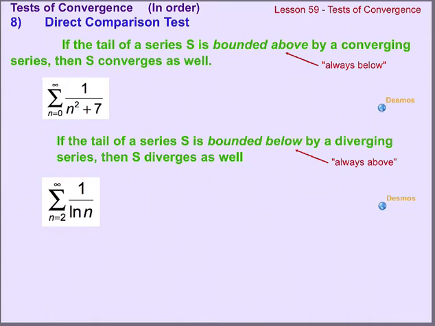We can use what's called the direct comparison test and compare this to a p-series, as long as the expression in the series that you're looking at is always smaller than the terms of a p-series. The phrase we use here is that the tail of the series is bounded above, which means it's always below. I know it sounds backwards that bounded above means always below, but it basically means there's a ceiling on top of it. And if that ceiling is a series that we know converges, well, a bunch of terms that are always smaller than a series that converges will also converge. So look at an example here.